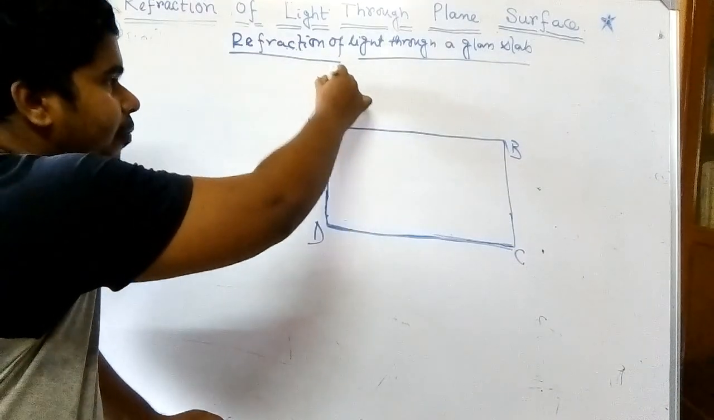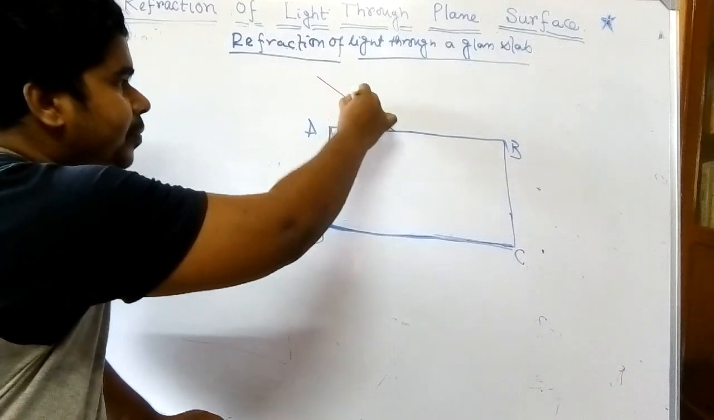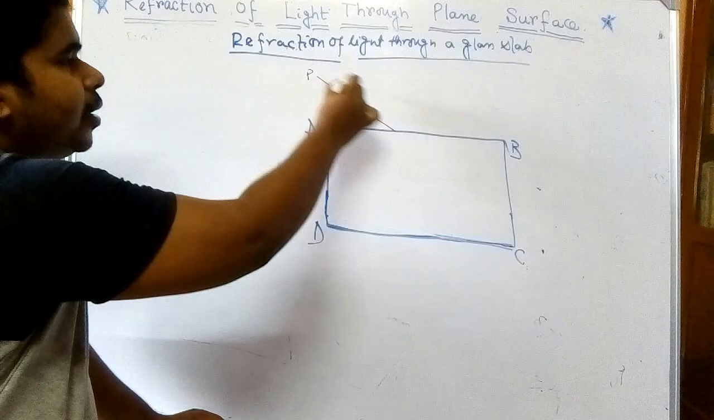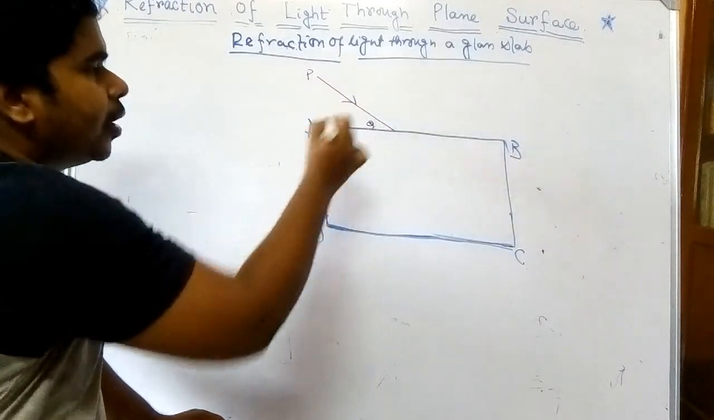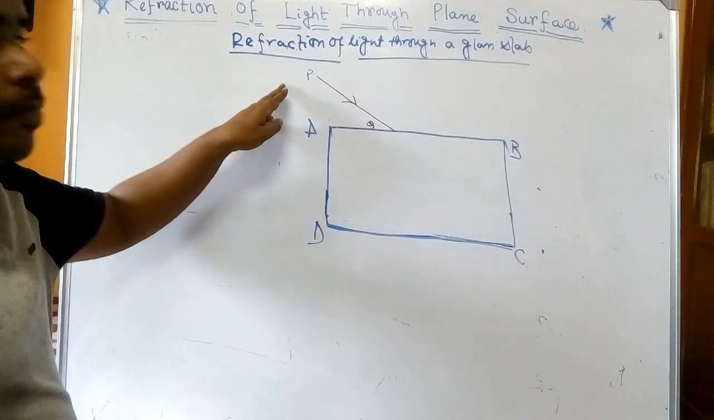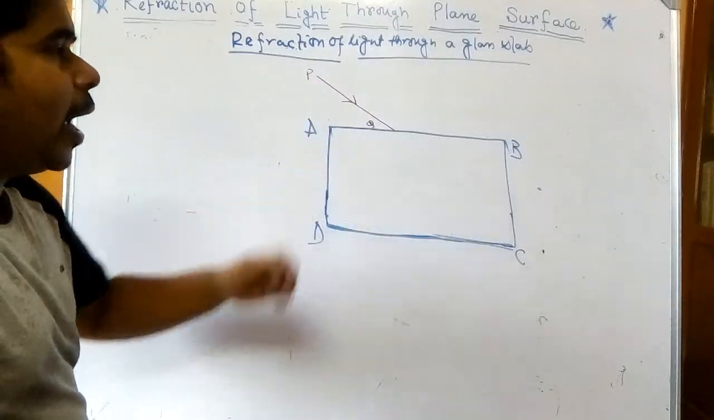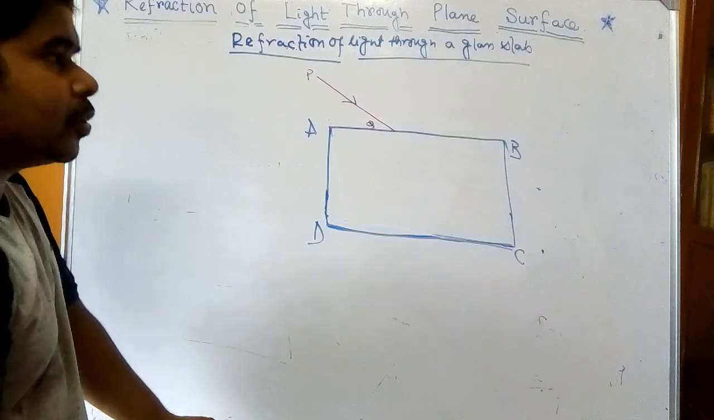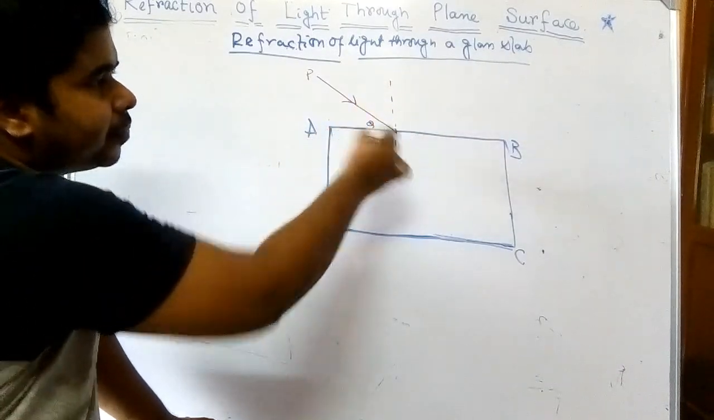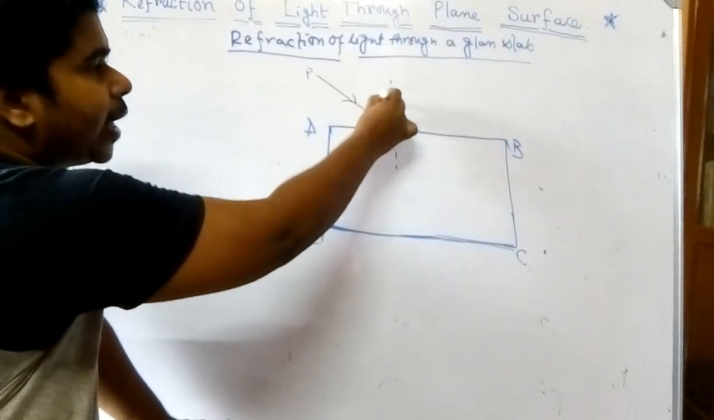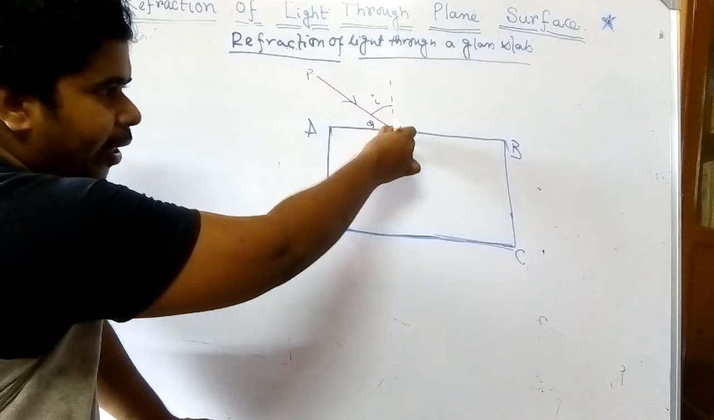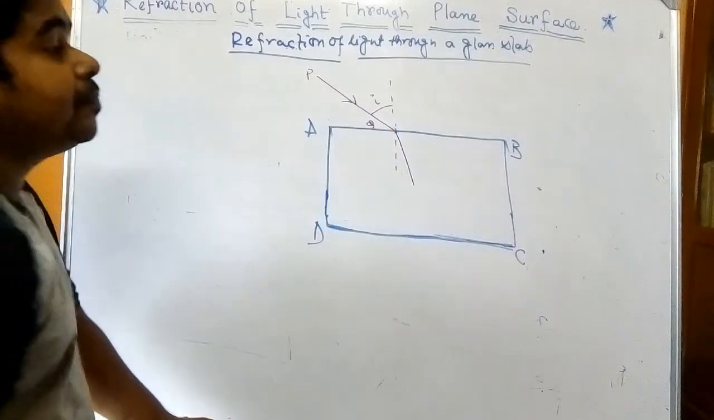Assume a light ray is incident here. When the light ray PQ is incident on the surface AB, it is going into a denser medium, because we are assuming the first medium is air and this is a glass slab. So we have to draw a normal here, and that is your angle of incidence I. In this case the light will bend towards the normal.